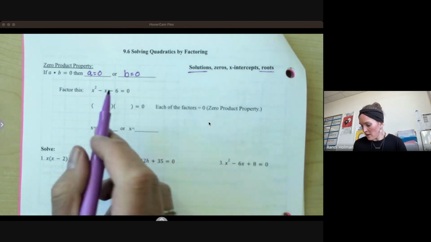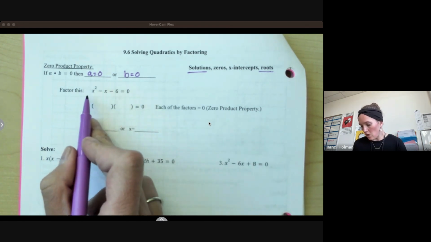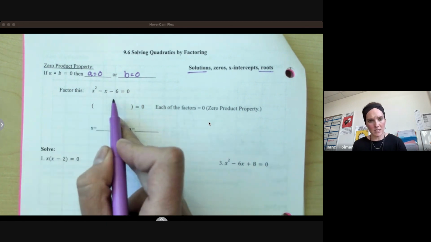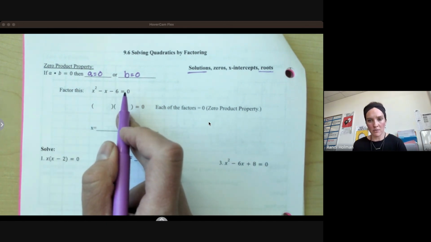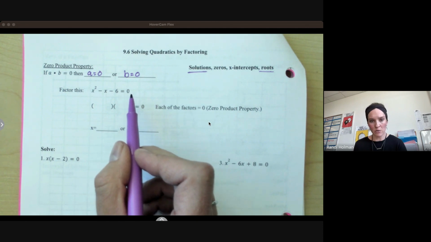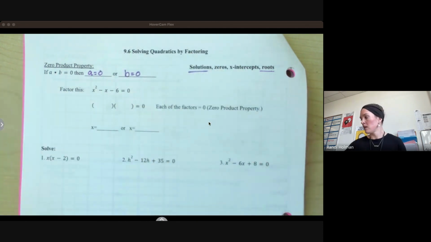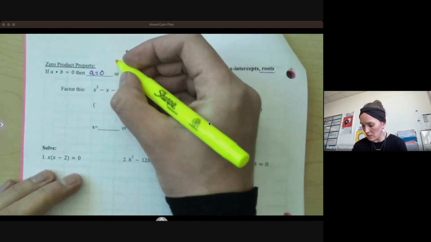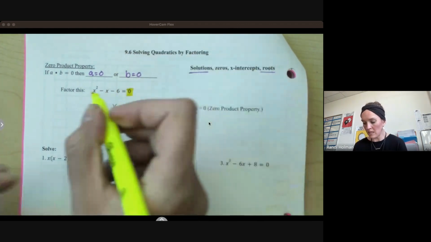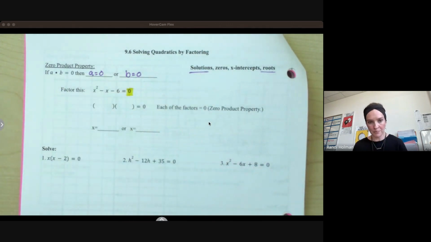So if I am going to solve this quadratic equation, you can see this equation is a little different than the ones that we looked at with just factoring because it's equal to zero. Really important when we're going to solve quadratic equations by factoring, we first need to be equal to zero, because what we're going to end up using is this zero product property.